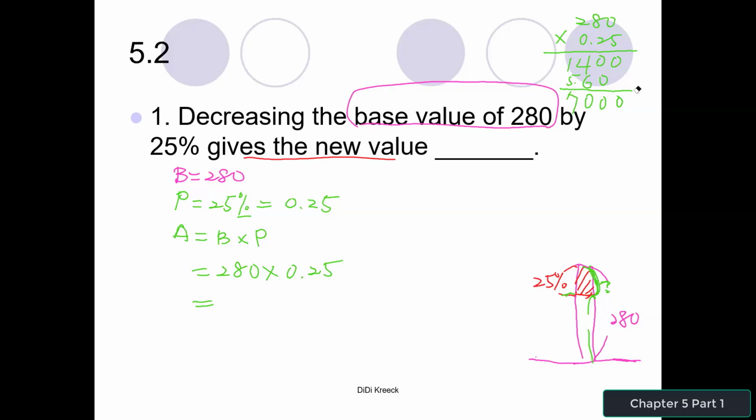And then here, we have 0 decimal places. We have 2 decimal places. So we should place the decimal point at 2 decimal places. Here it will be 70. So 25% means a decrease of 70. Okay, so it was 280. And then it decreased by 25%. That 25% is 70. So minus 70, the new amount will be 210. It was 280 minus the decreased amount 70. So this new amount is 210.